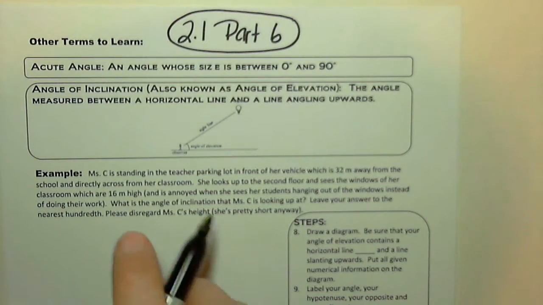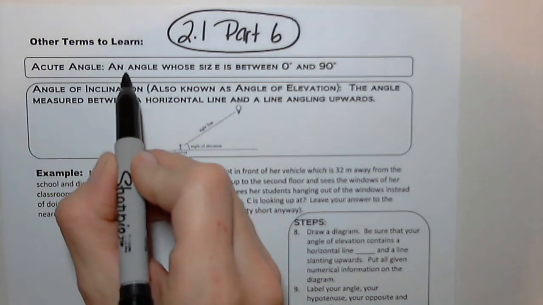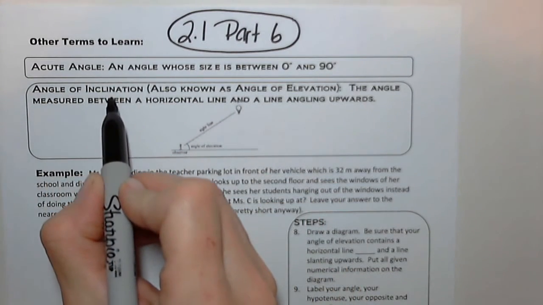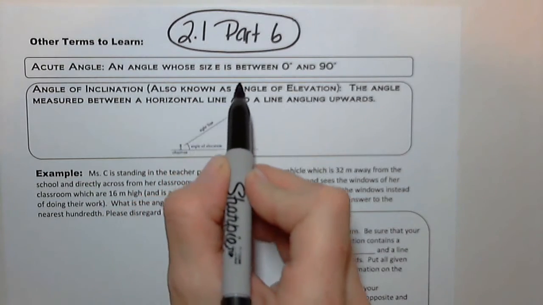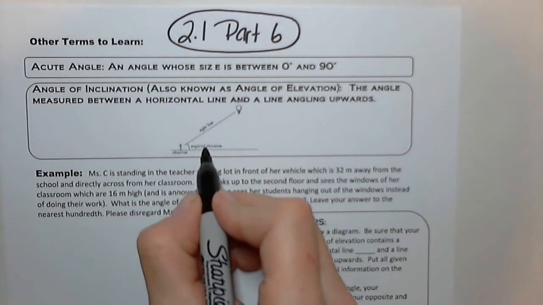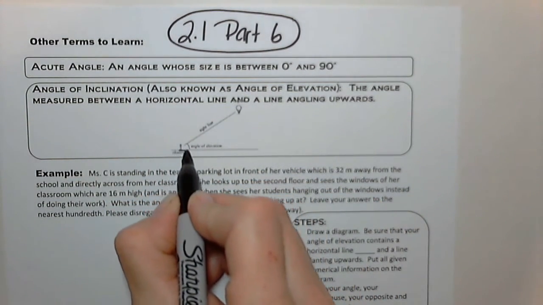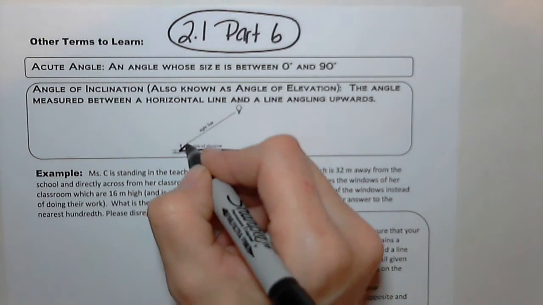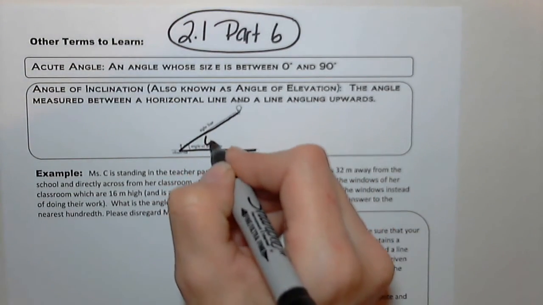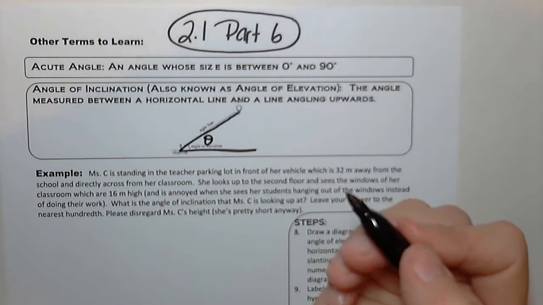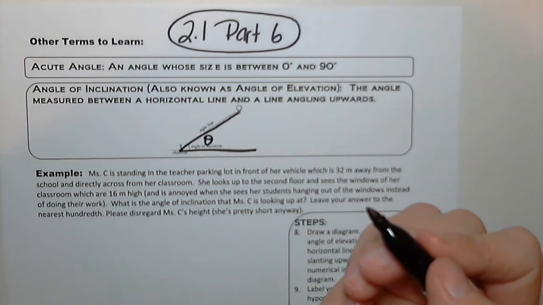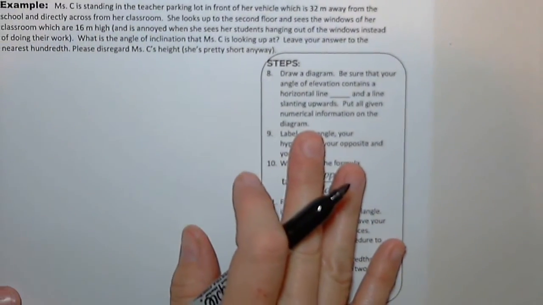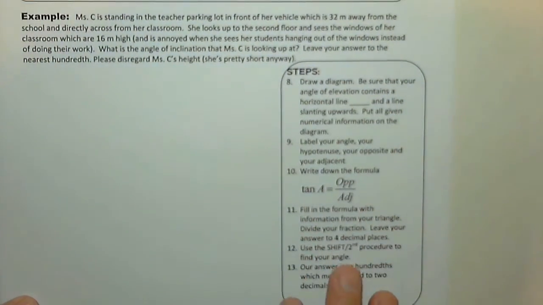2.1 Part 6. An acute angle is an angle whose size is between 0 and 90. An angle of inclination, which is also known as an angle of elevation, is an angle measured between a horizontal line, which is a line going this way, and a line pointing upwards. The angle in between those things, the theta or the A, is known as an angle of elevation, which is going to help us do the following question. And again, you'll notice there's some steps on the side to help you.